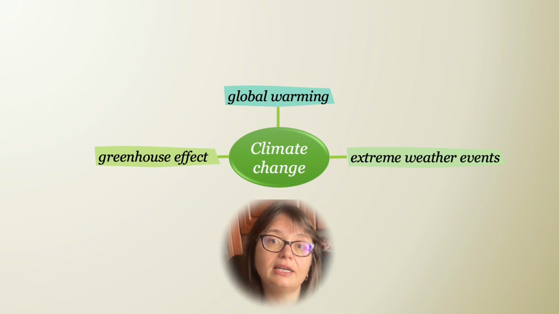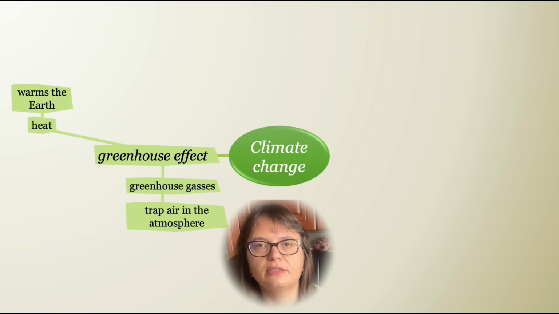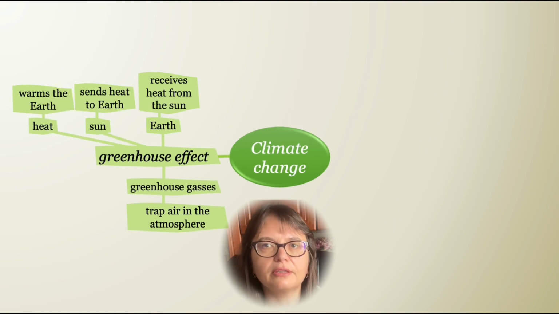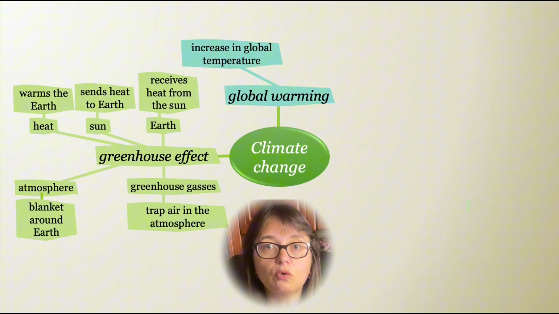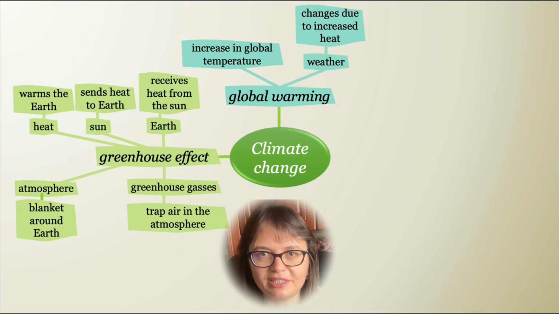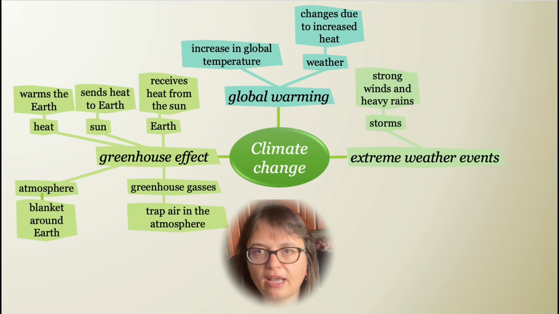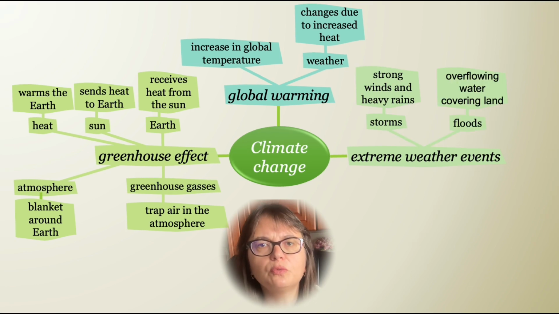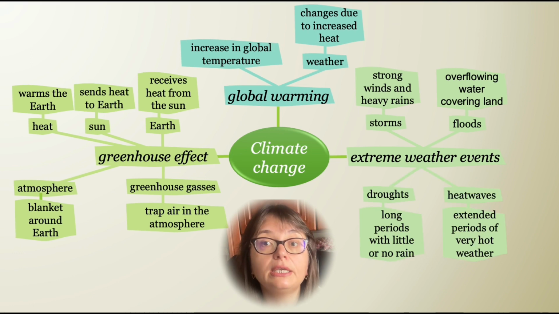Now the lexical items for the subheadings can be: greenhouse gases, trap air in the atmosphere; heat, warms the earth; sun, sends heat to earth, earth receives heat from sun; atmosphere, blanket around Earth. Global warming: increase in global temperature; weather, changes due to increased heat. Extreme weather events: storms, strong winds and heavy rains; floods, overflowing water covering land; droughts, long periods with little or no rain; heat waves, extended periods of very hot weather.